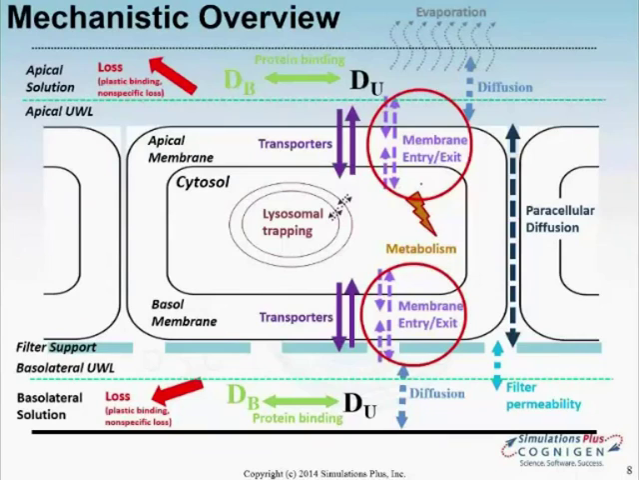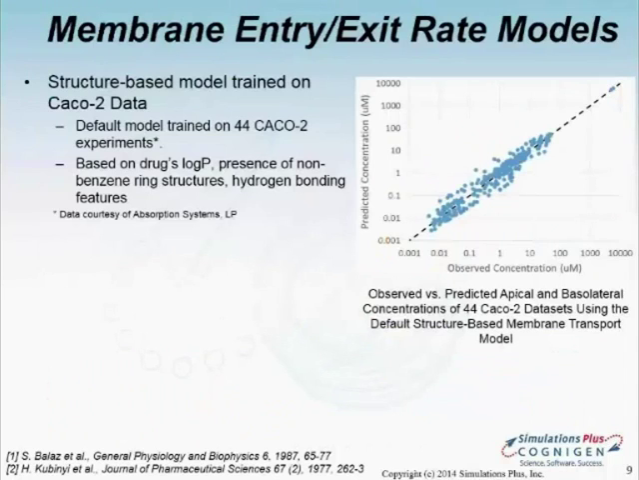Once the drug makes it through the unstirred water layer, we have the passive diffusion through the membrane on both apical and basolateral side. And for this, we actually have several different ways of accounting for the drug getting into the membrane and getting out of the membrane. The default model is a structure-based model which was trained on 44 Caco-2 experiments which were provided to us by Absorption Systems. These were experiments for 22 compounds measured in apical to basolateral and basolateral to apical direction.